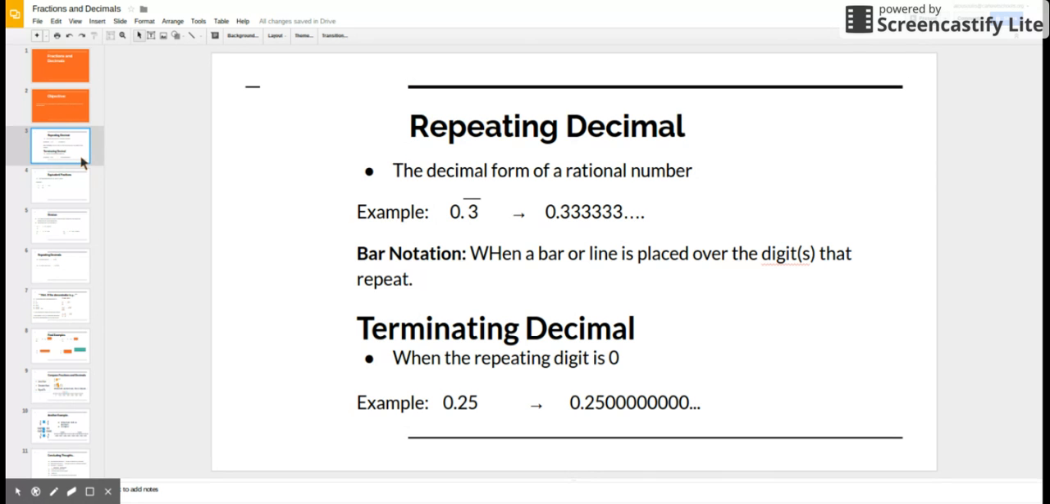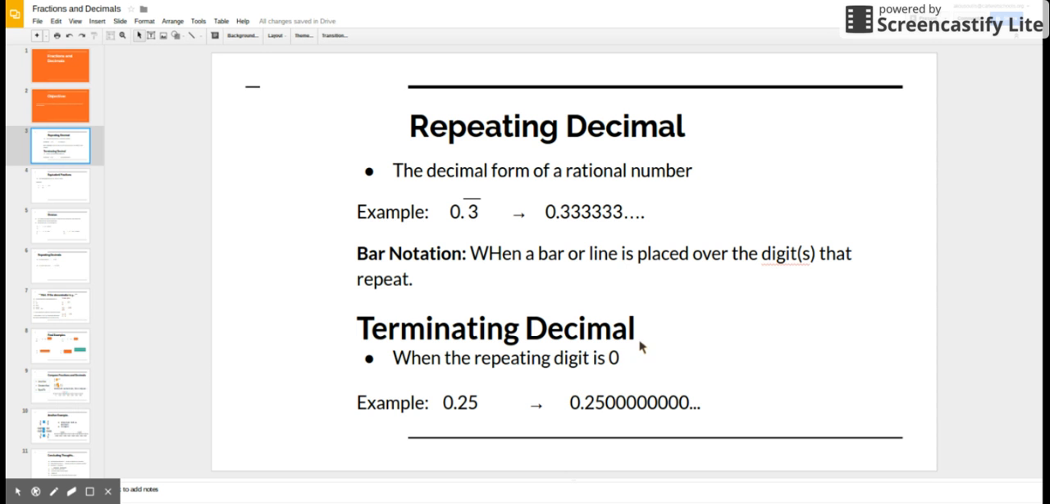A repeating decimal is the decimal form of a rational number. For example, 0.3 repeating turns into 0.333... Alright, so this is a repeating decimal. Bar notation is when a bar line is placed over the digits that repeat. So here we have the bar over the number 3 because that's the digit that repeats.